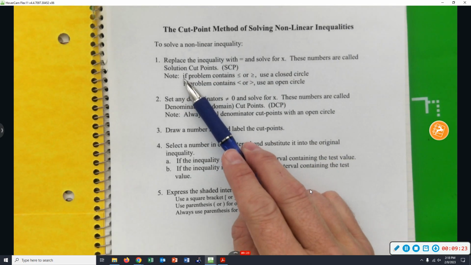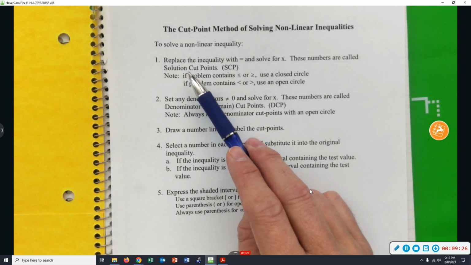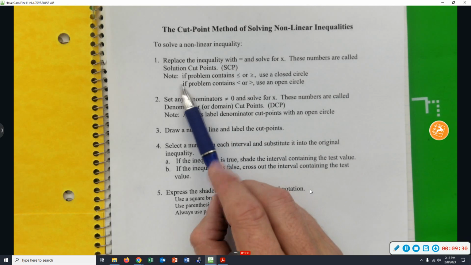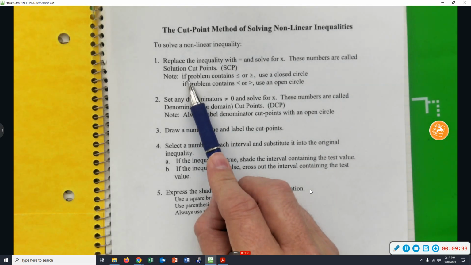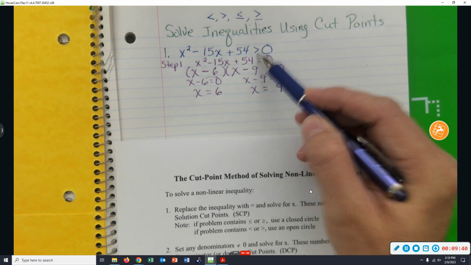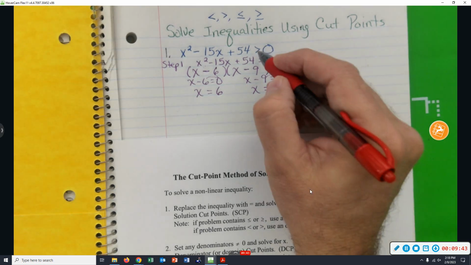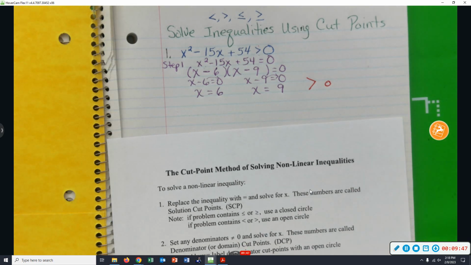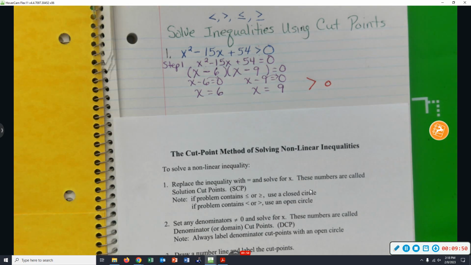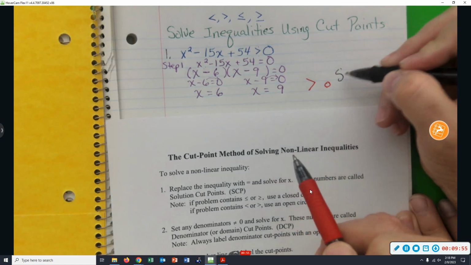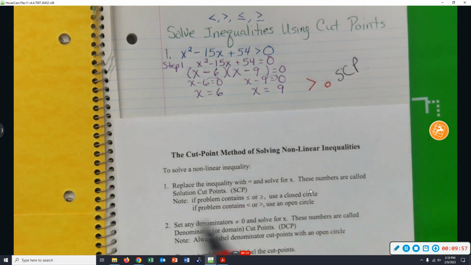Now to decide, is it going to have an open or closed circle? Could y'all read through this recipe and figure out what it's saying? Is it going to be an open circle or a closed circle? If the problem has an equal sign on it, closed. If it doesn't, open. So you are right. There's just a greater than, so it's going to be one of those little open circles. Label SCP for solution cut points. Wouldn't that be an open? Yeah, open. I heard closed. I was like, oh, did I say?